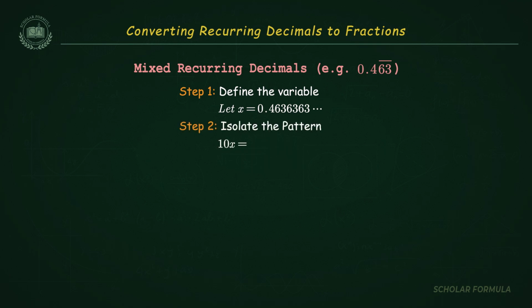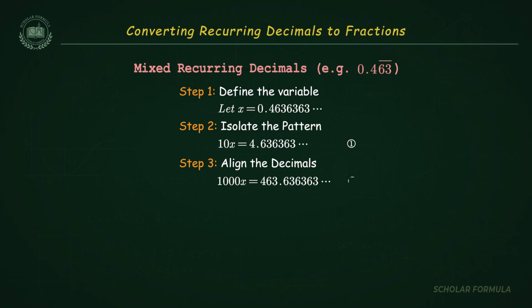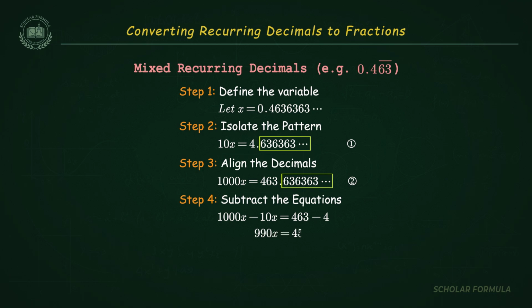First, we multiply by 10 to shift the decimal point so the repeating pattern starts immediately. Next, we multiply the original equation by 1000 to create a second equation with the same repeating tail. Now, we subtract the smaller equation from the larger one. The entire infinite tail simply vanishes. This leaves us with a fraction, which we can then divide down to its simplest form to reach our final answer. That covers everything for today.